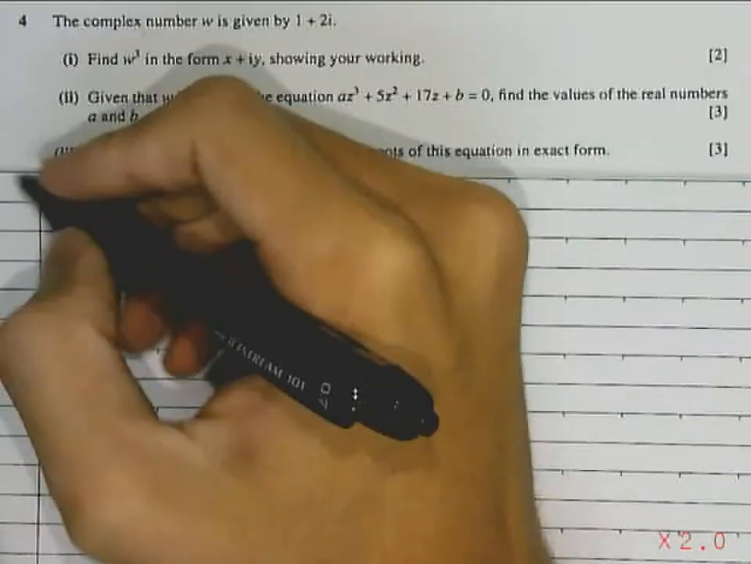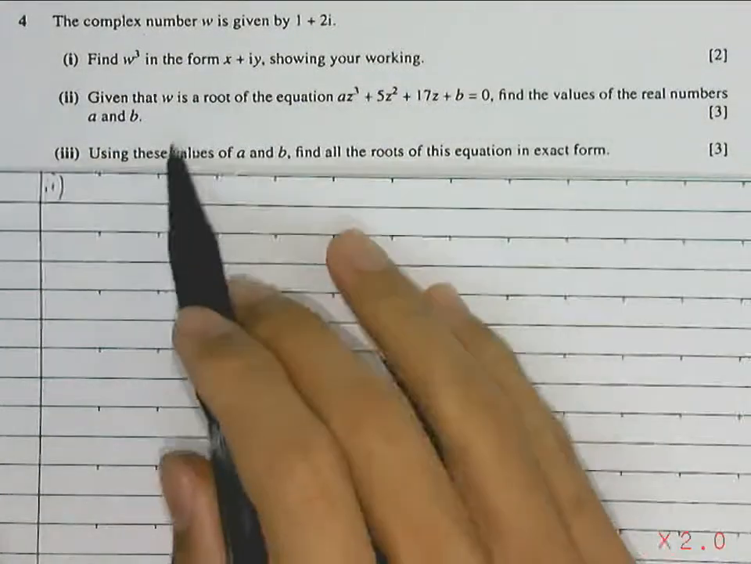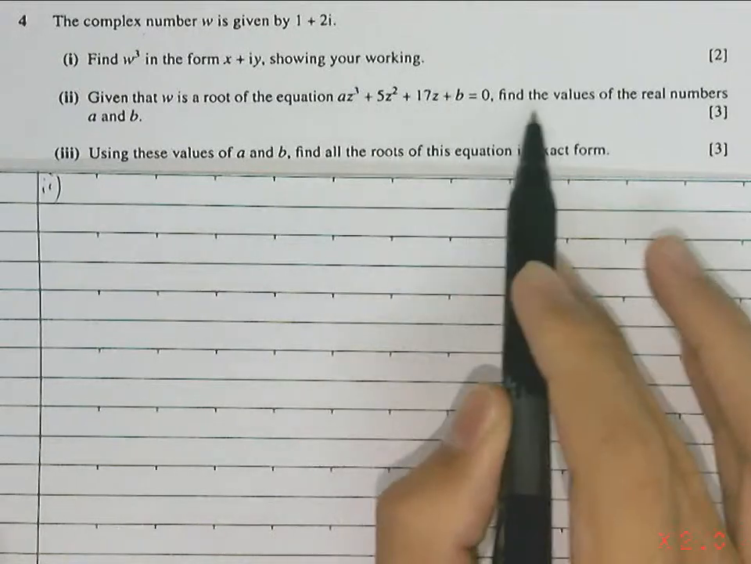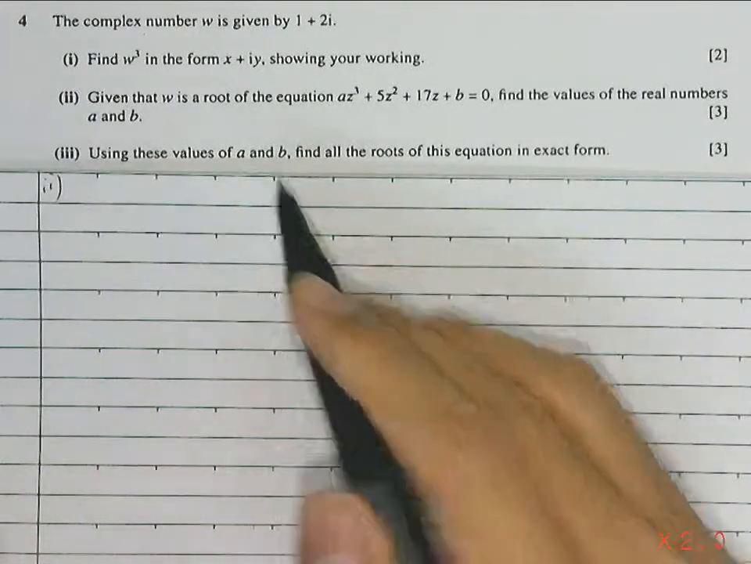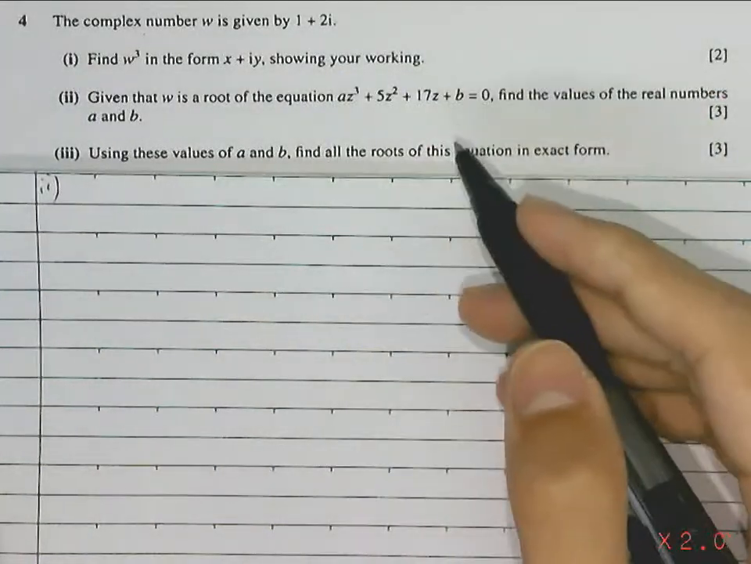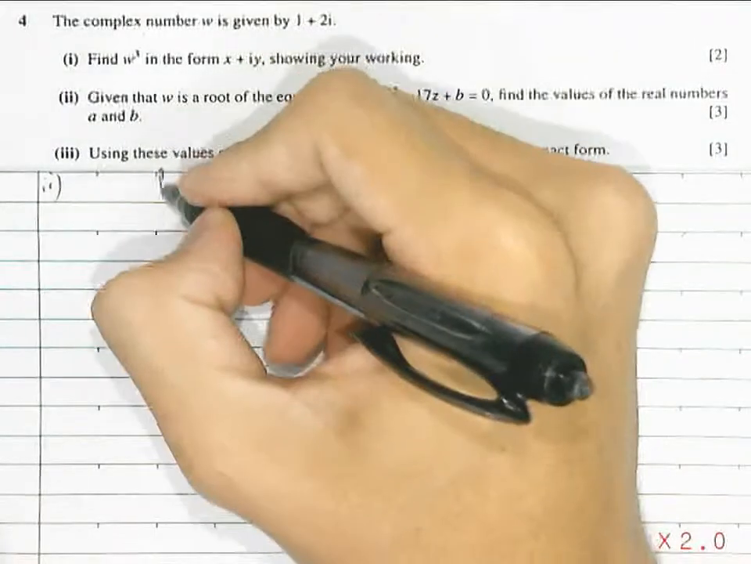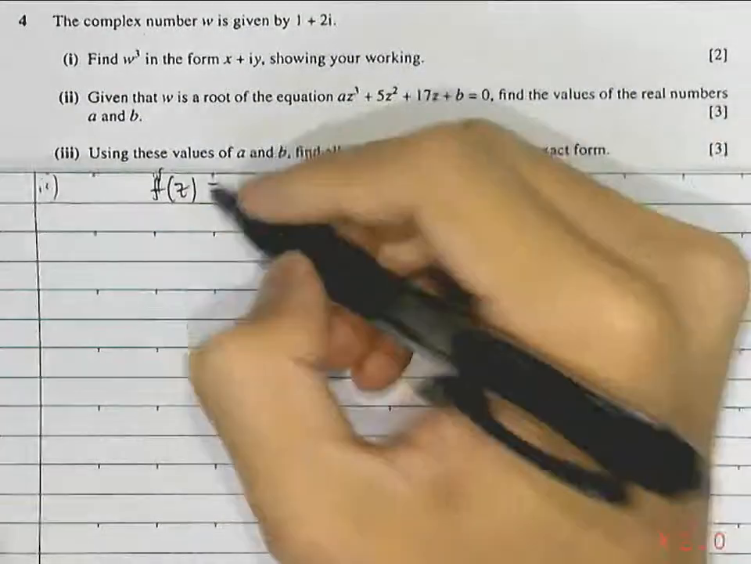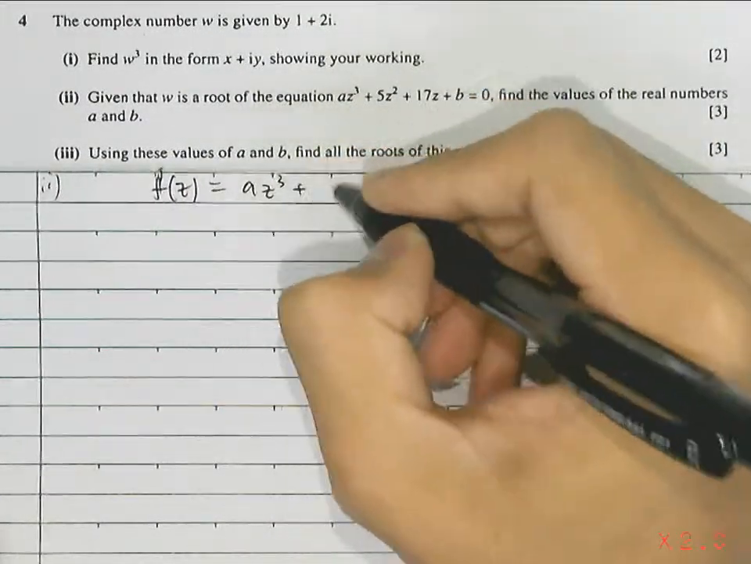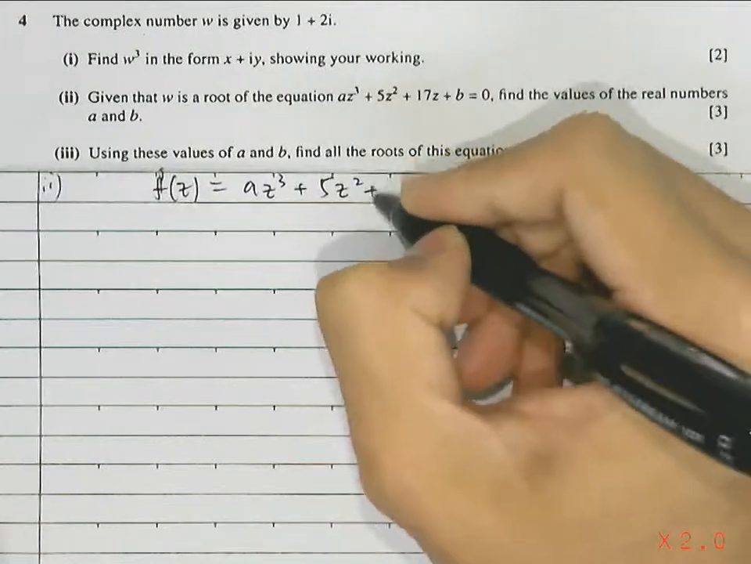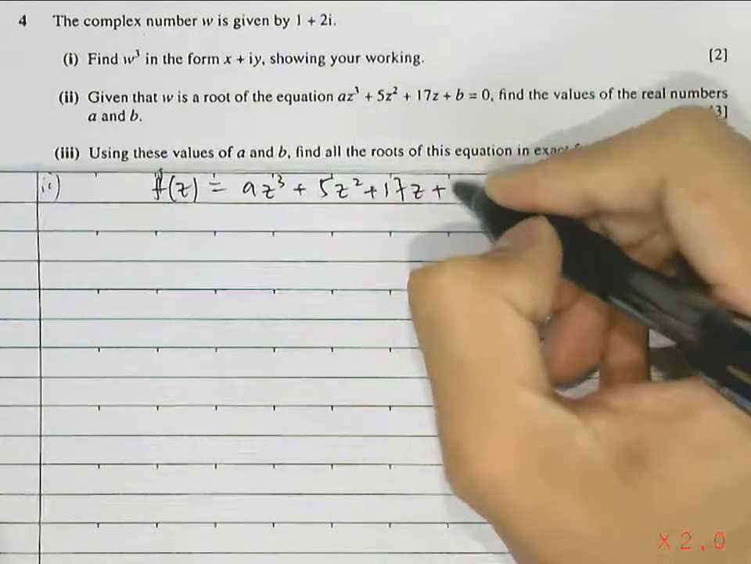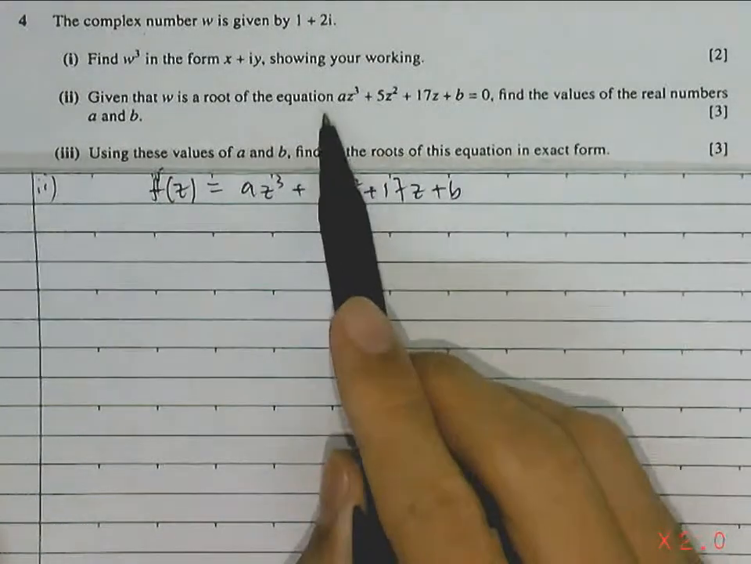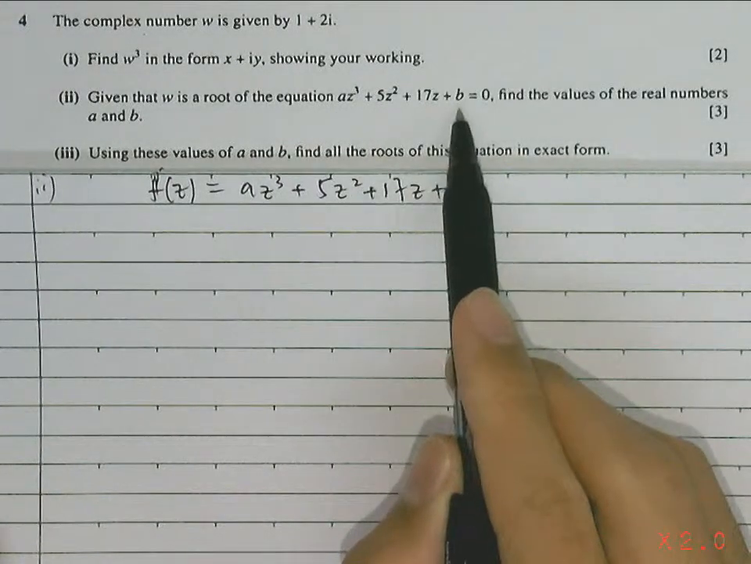So for part 2, given that w is a root of this polynomial equation, find the value of the real numbers a and b. Whenever you have a polynomial equation, it's always a good habit to first call it f(z) at the start. So f(z) equals az cubed plus 5z squared plus 17z plus b. Now we note that all the coefficients in this polynomial equation are real.